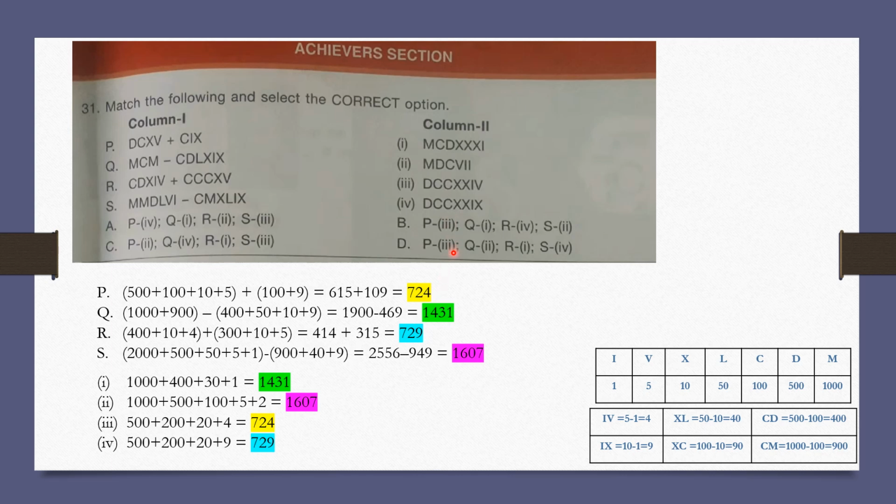So either B or D. Now Q is I. So Q is 1. So our option B is correct. So answer is option B.